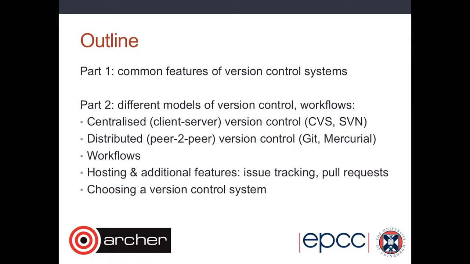Now in part two, in this presentation, I want to focus on some of the differences between different version control systems. In particular, I want to describe a major distinction in two different models of version control, namely centralized version control and distributed version control. As we'll see, centralized version control is used by tools such as CVS and SVN, Subversion. Distributed version control is used by tools like Git and Mercurial.